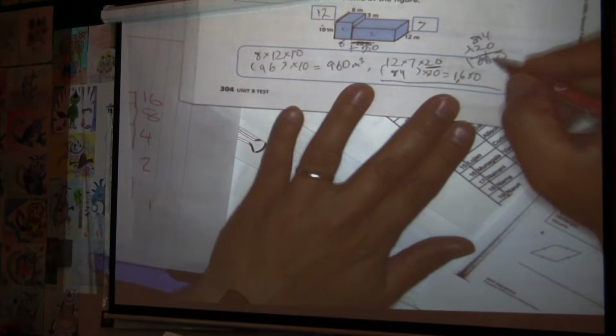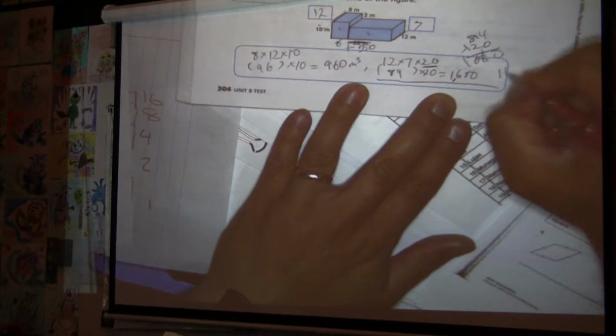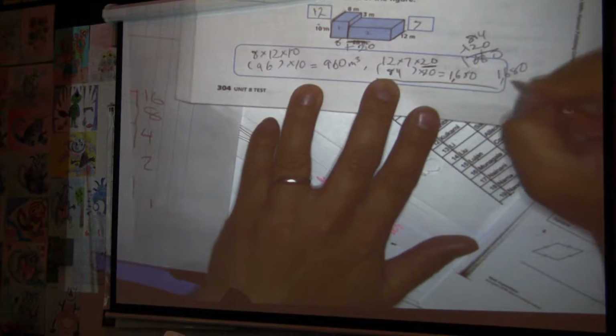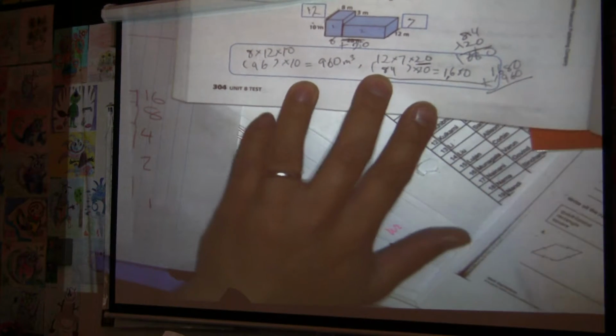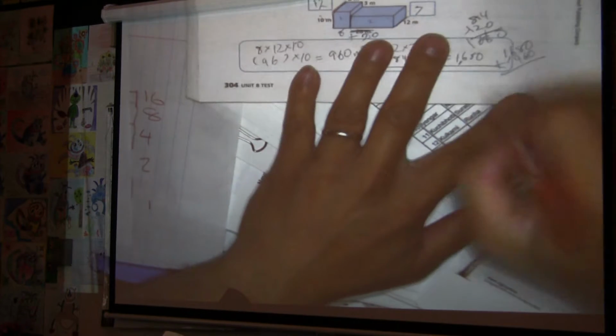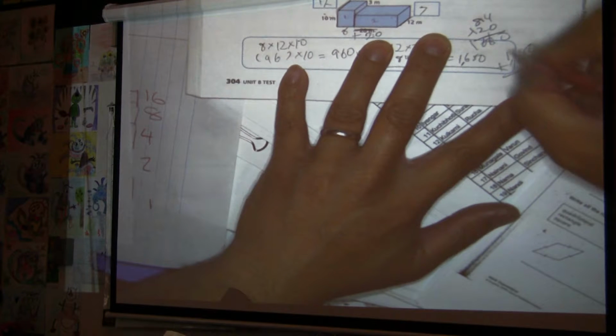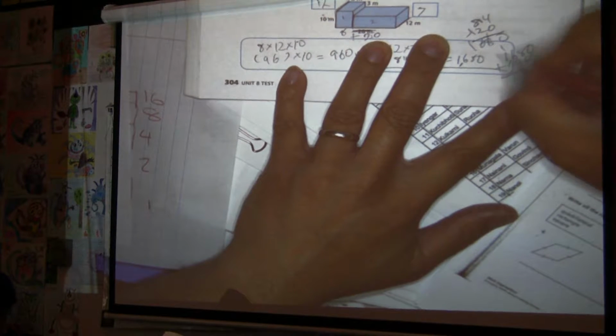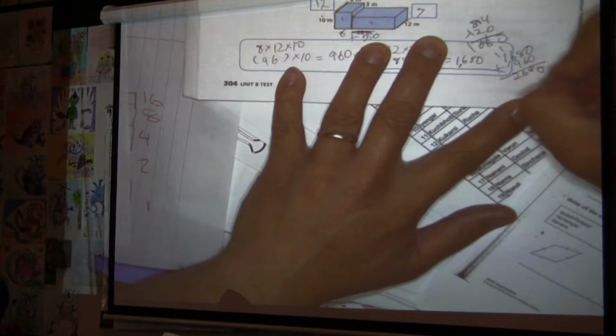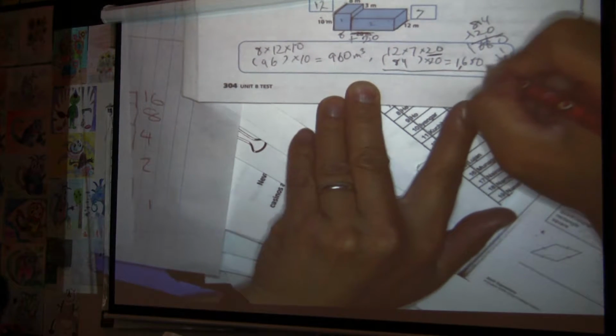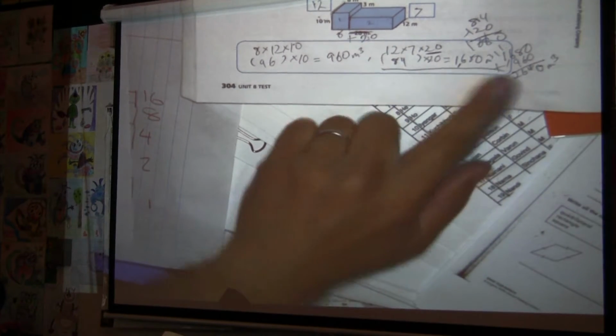The final portion is 1,680 plus 960. And the answer to that would be 2,640 meters cubed. Don't forget that meters cubed.